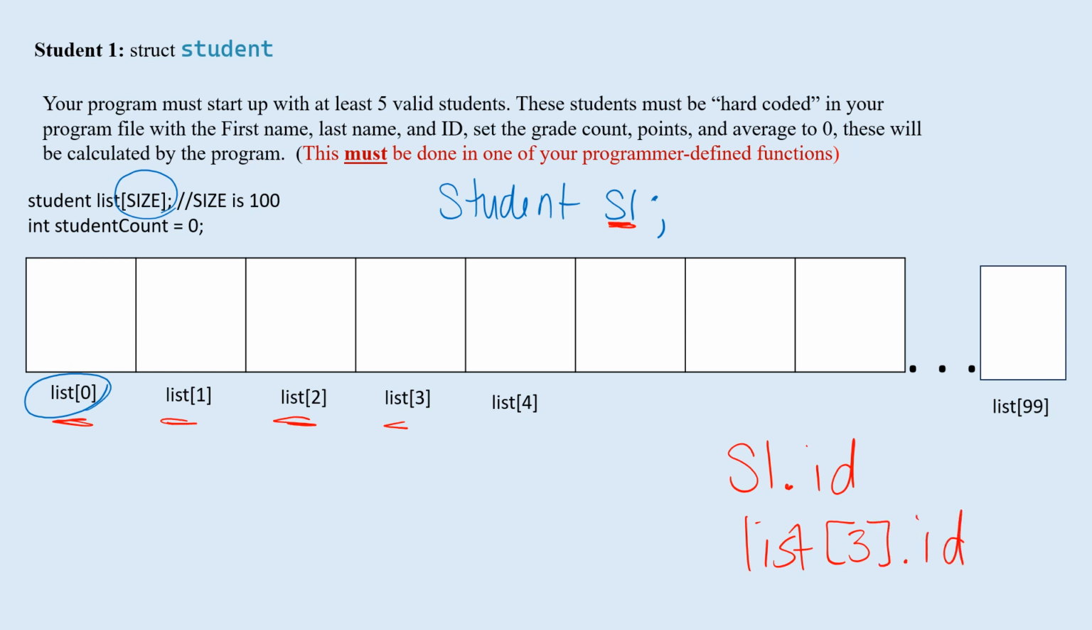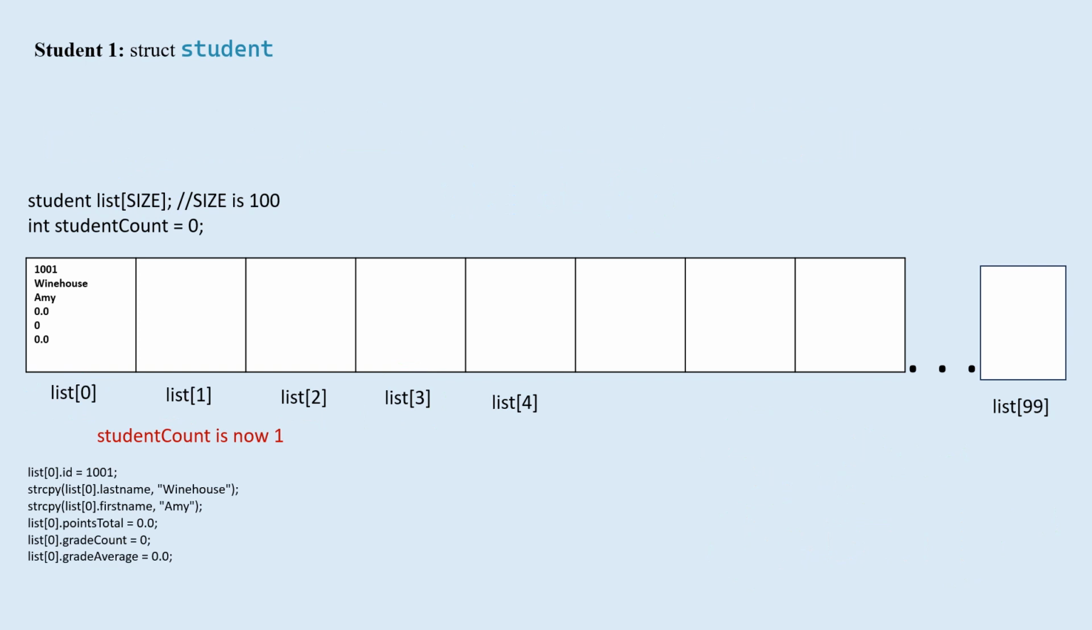S1 is a student, list at index 3 is a student, s1.id is data type integer, list at index 3.id is data type integer. So that's what you need to grasp, this concept of managing the data. Keep in mind that we are just doing a struct made of data that we are already familiar with. We already know what ints are, doubles are, character arrays are, and that's the data type you're using in your struct.